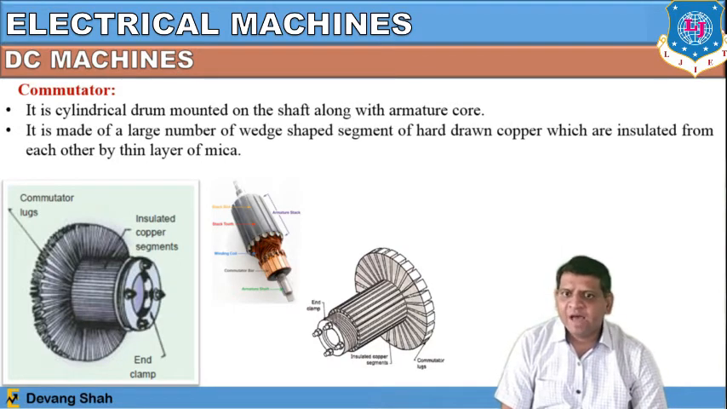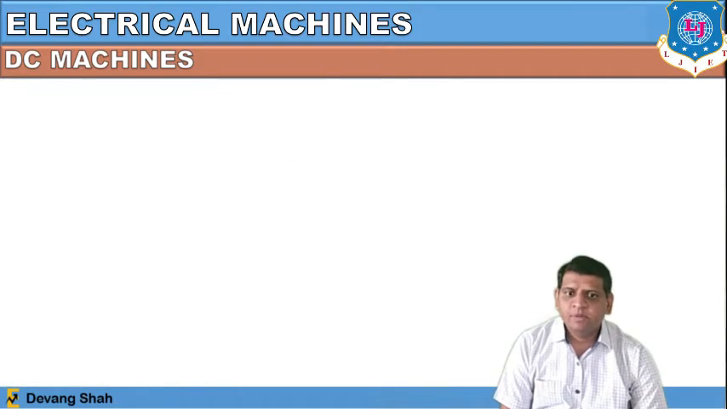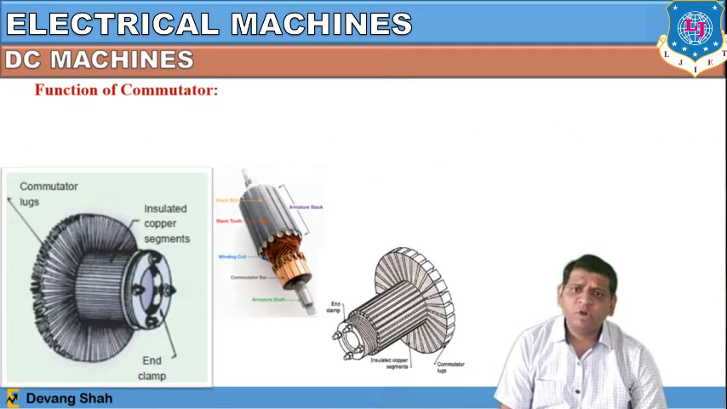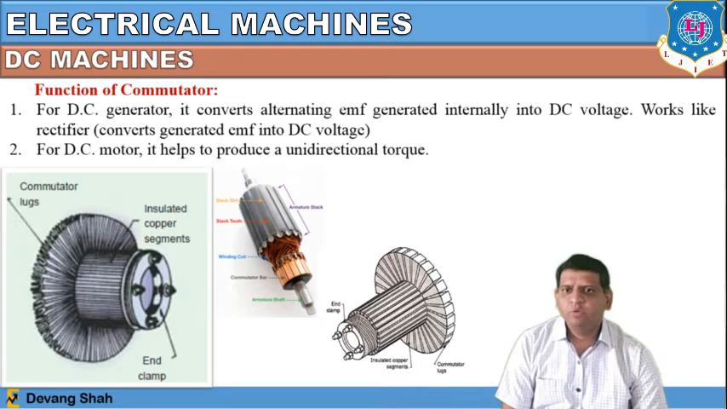It is made of a large number of wedge shaped segments of hard drawn copper which are insulated from each other by a thin layer of mica. Armature winding is stepped and connected in various segments. So what is the function of commutator? As you know, for a DC generator, it converts alternating EMF generated internally into a DC voltage. So in another way, it is a kind of rectifier that will convert generated EMF into a DC voltage.